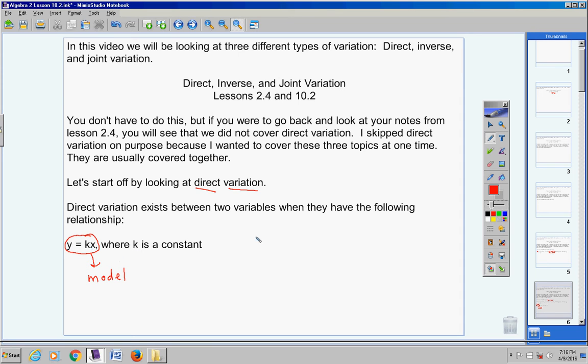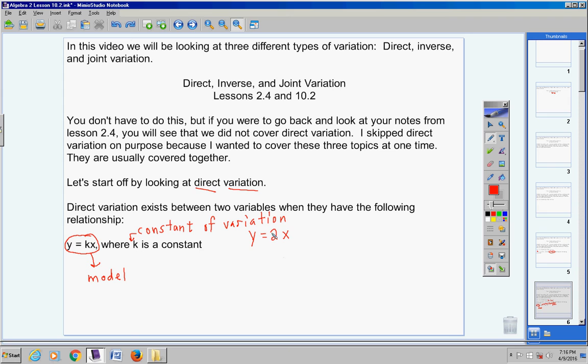So let me quickly, off to the side here, write down some examples of direct variation. y equals 2x. That's direct variation. By the way, this k right here is called your constant of variation. You do need to know that. That's what k is called in all three different forms of variation, so I probably won't mention that again. k is called your constant of variation.